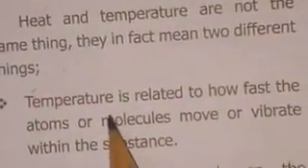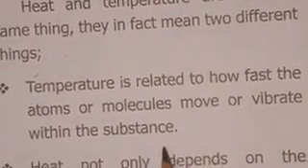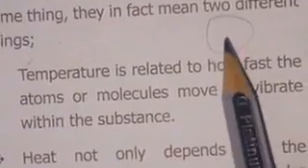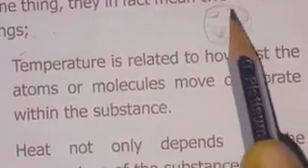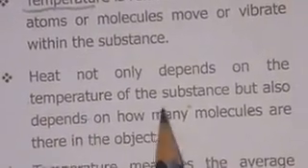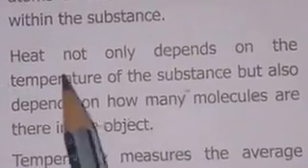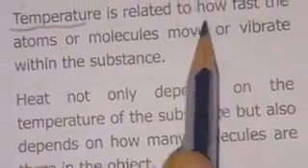First, temperature is related to how fast the atoms or molecules move or vibrate within the substance. You take one substance, in that atoms and molecules are present. How these atoms and molecules are moving within this object is found with the help of the temperature. Clear? The next one, heat not only depends on the temperature of the substance but also depends on how many molecules are there in the object.